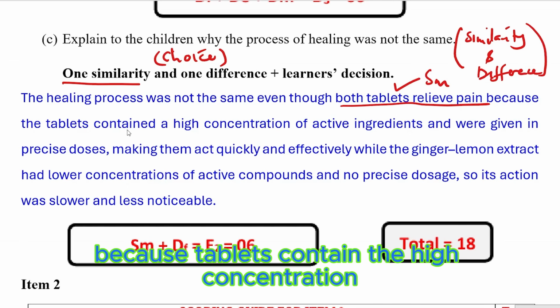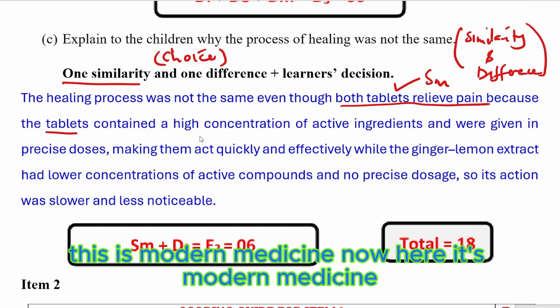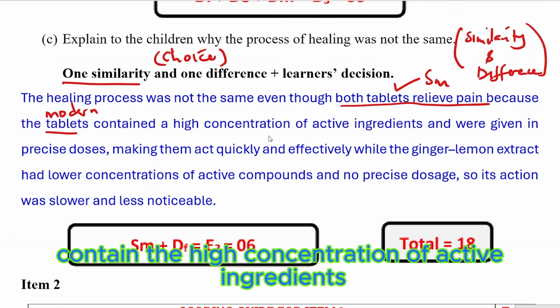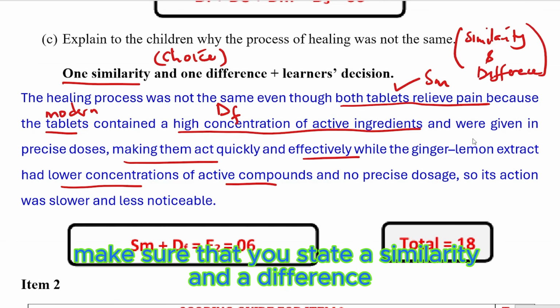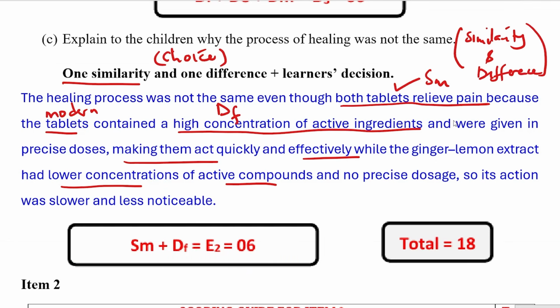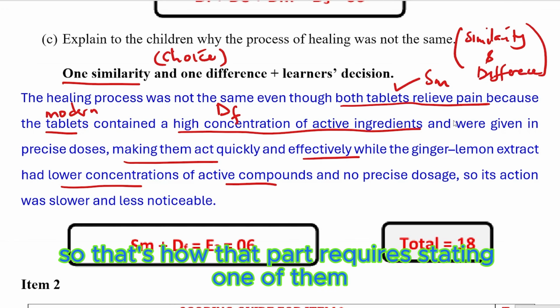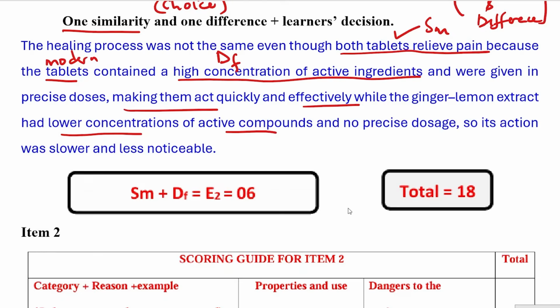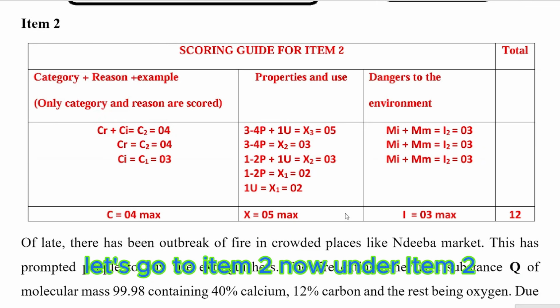because tablets contain the high concentration. This is modern medicine now. Here it's modern medicine. Contain the high concentration of active ingredients. Make sure that you state a similarity and a difference. So that's how that part requires. Stating one of them, no score at all. Let's go to item 2.